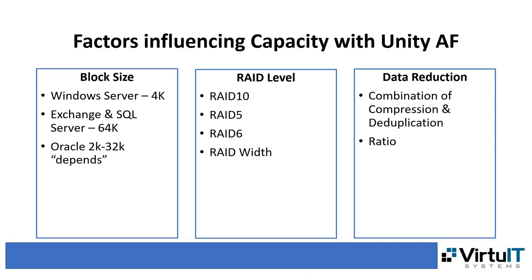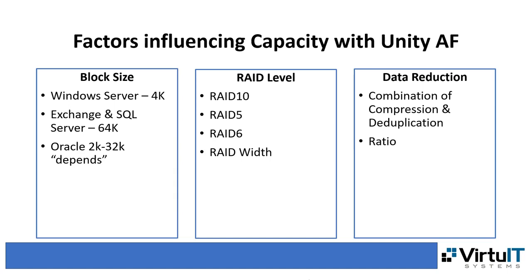So let's jump right in. The factors that are going to influence the capacity with the Unity All Flash. First, we want to consider block size. Every file system and application out there has a default block size or a best practices block size. If it's a Windows file server, that block size happens to be 4K. If we're looking at Exchange or SQL Server, it's 64K. If we look at Oracle, Oracle says it depends. An OLTP app could be as little as 2K. A data warehousing type of configuration could be 32K. So we want to be conscientious of the block size of our applications because there's also a block size we need to assign in the pools, in the dynamic pools of a Unity All Flash.